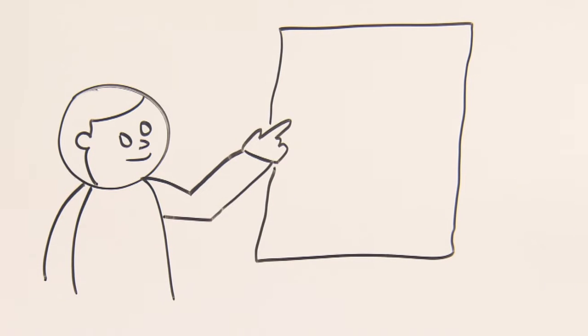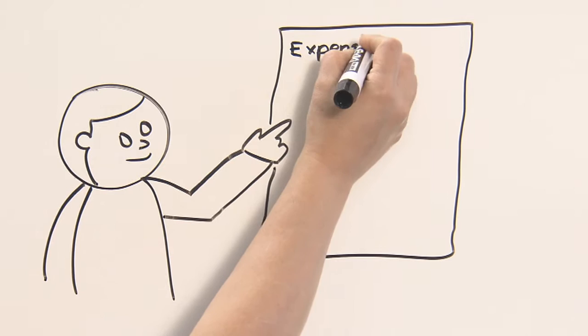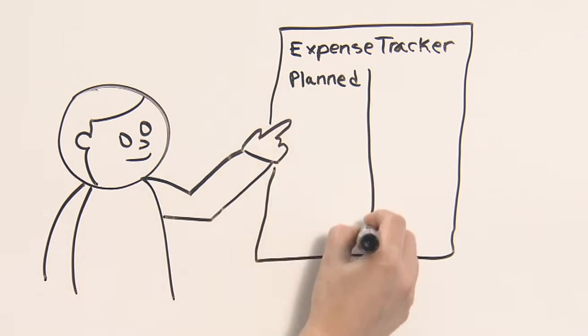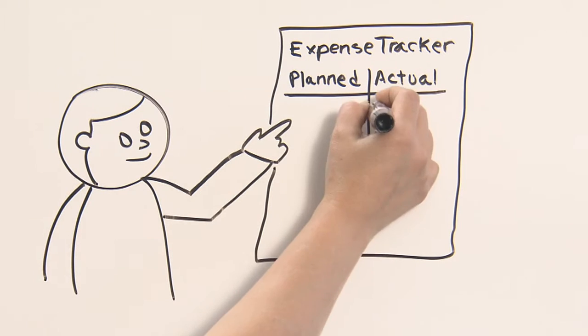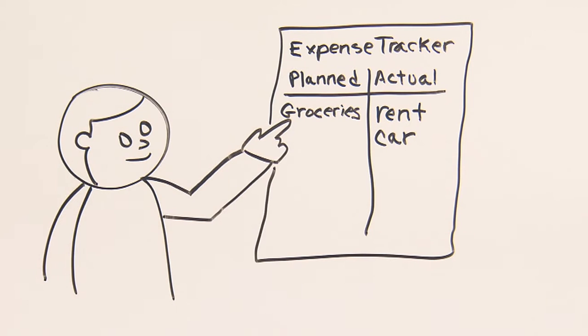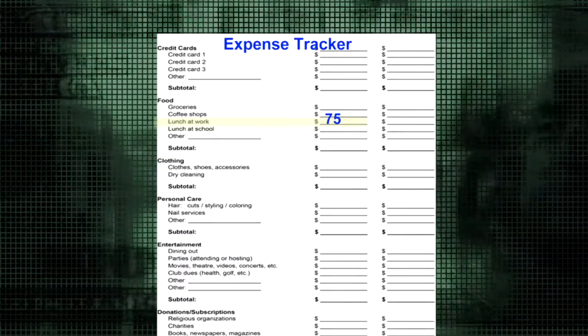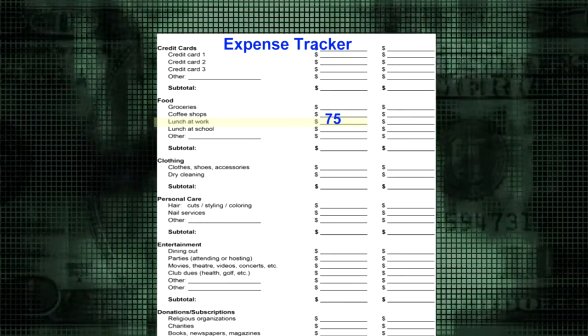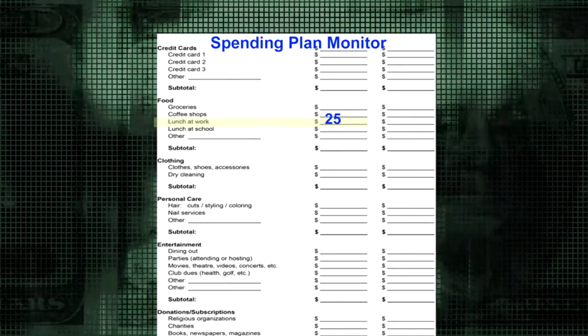So using my expense tracker as a reference, I'll start by re-entering in both the planned and actual columns the items where spending will stay the same, like my rent and car payment, right? Right. And for items and categories in which I am revising my monthly spending amounts, enter those amounts in the planned column, right? Right. For example, if your expense tracker shows that you were spending $75 a month on fast food lunches and you want to cut that by $50 a month, you'd enter $25 in the planned column.